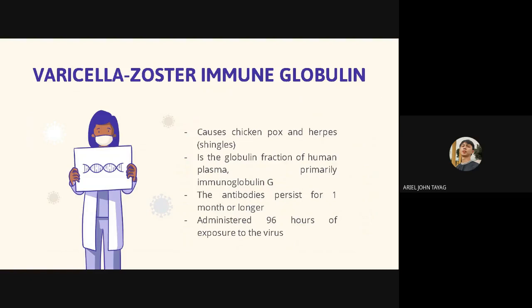We have here the varicella zoster immune globulin. Varicella zoster virus or VZV causes chickenpox and herpes zoster, also known as shingles. Chickenpox follows initial exposure to the virus and it is typically a relatively mild, self-limited childhood illness with a characteristic exanthem, but can become disseminated in immunocompromised children.